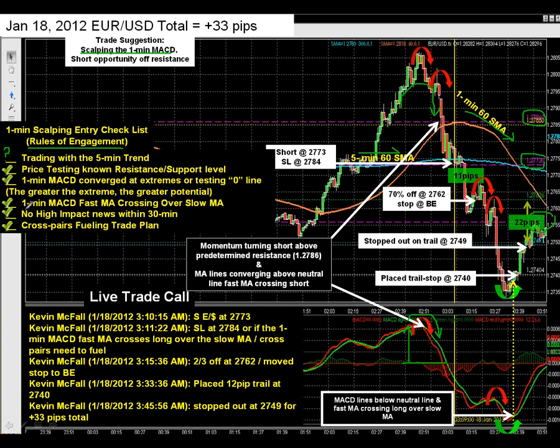Then the next question is, is the 1-minute MACD fast moving average crossing over the slow moving average? Well, again, our red line is our fast moving average. The green line is the slow moving average.